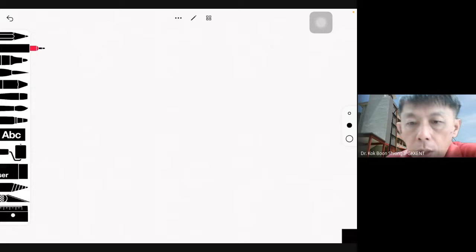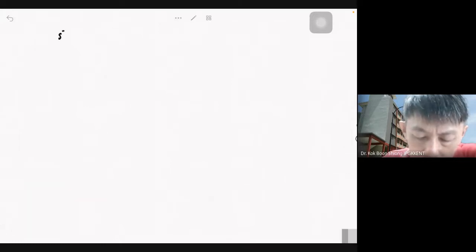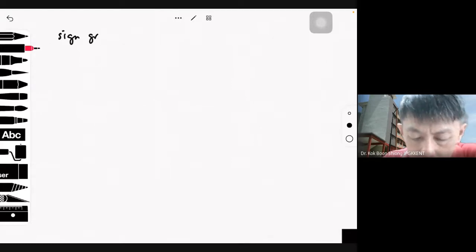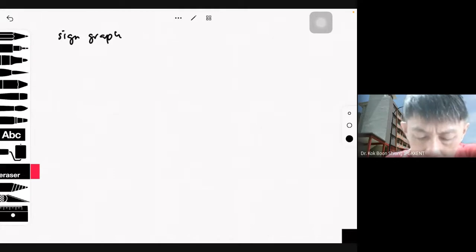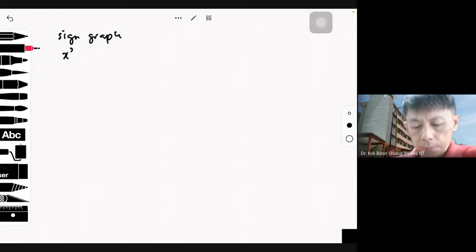Okay, now we move on to the quadratic inequalities using sign graph, or number line. So for example, let's say we have x squared plus 3x minus 10 larger than 0.